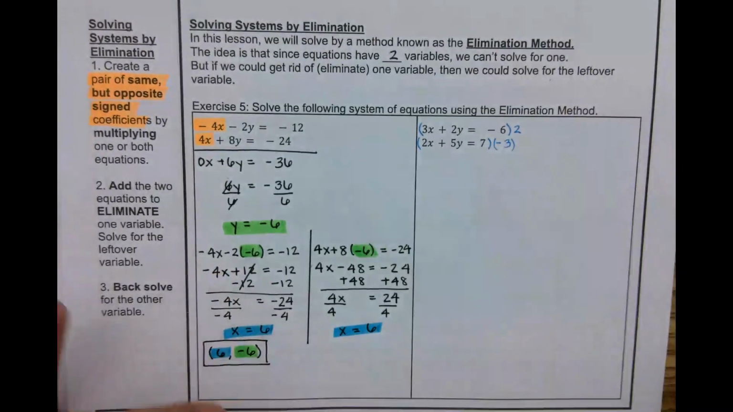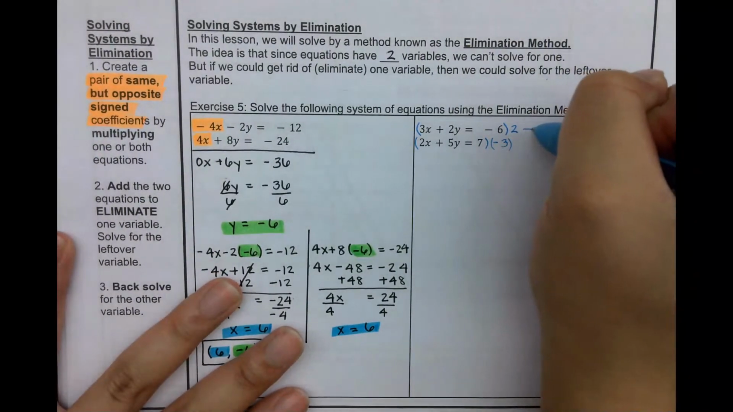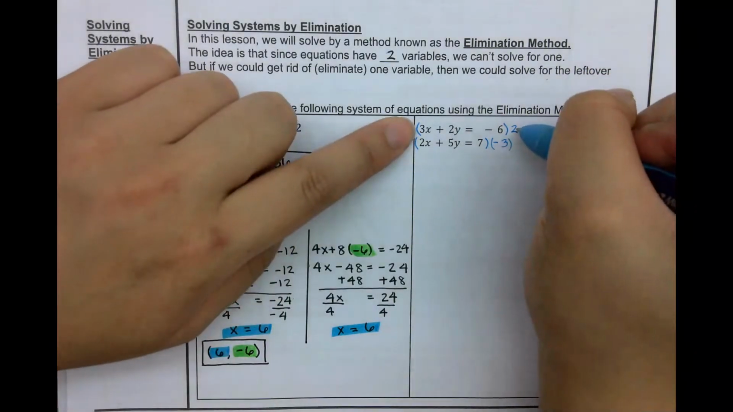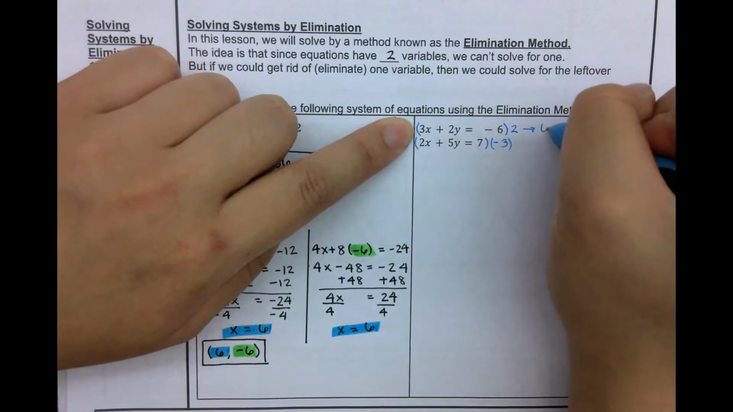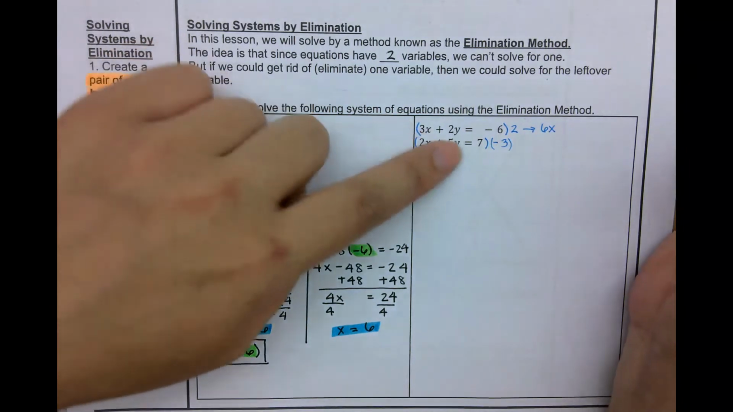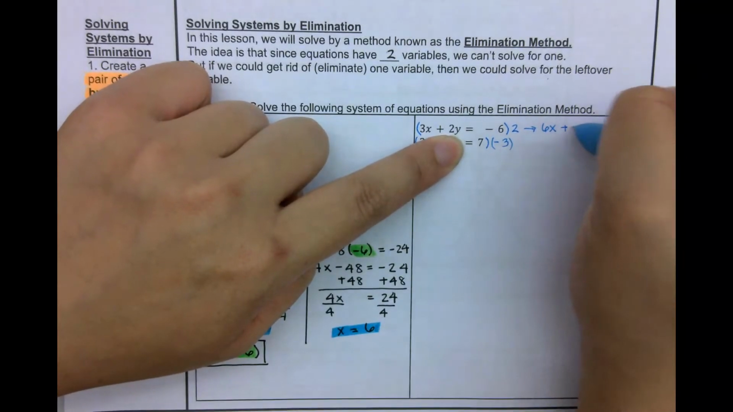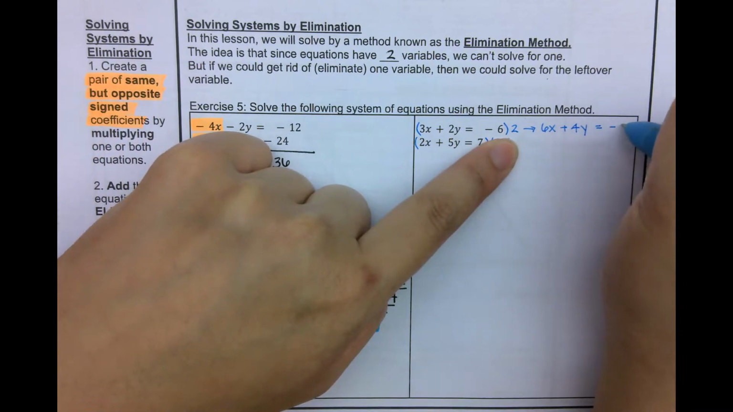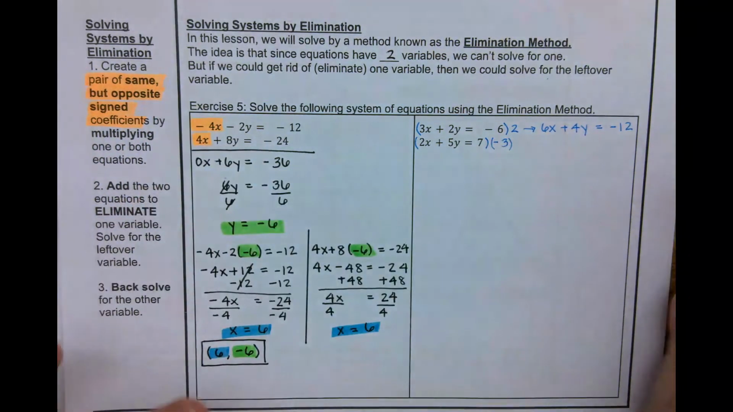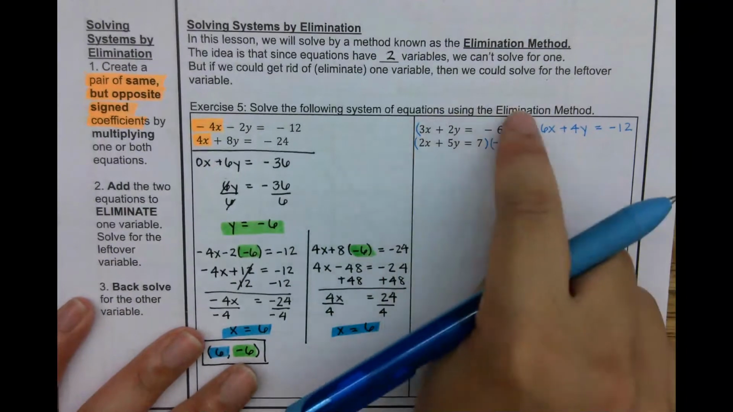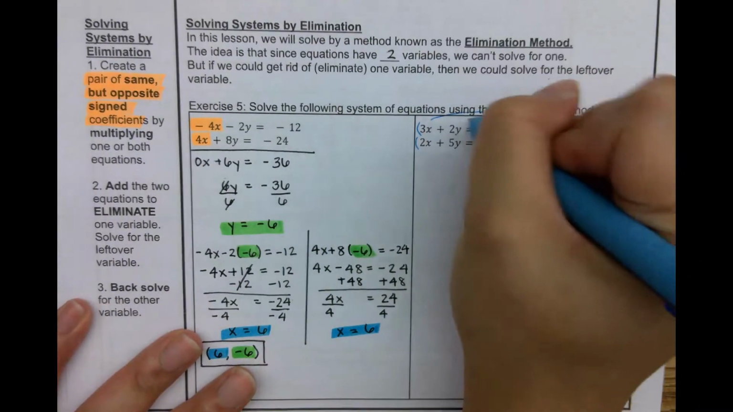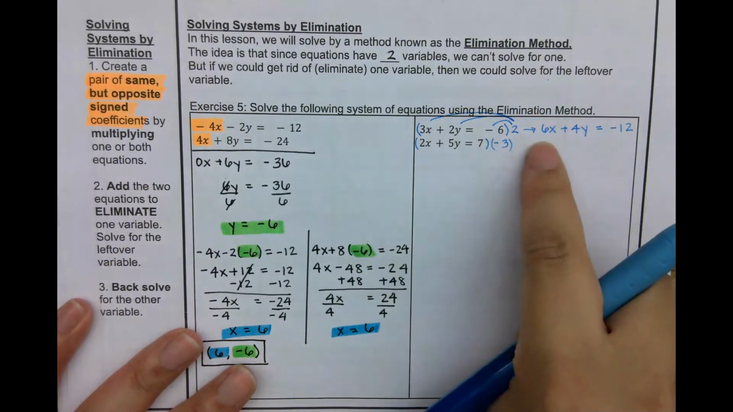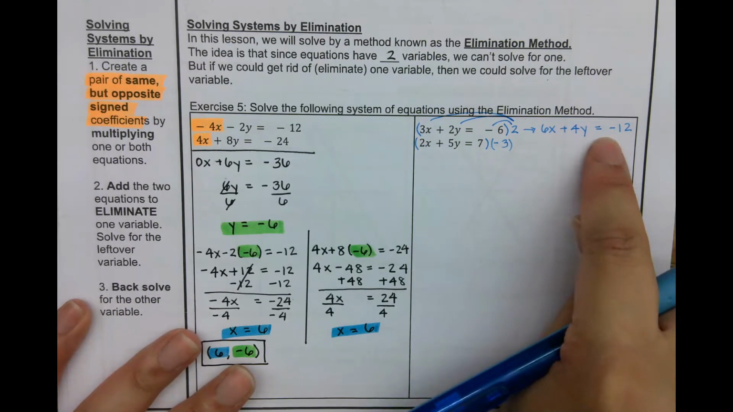Okay. I'm going to distribute it. Okay. So 2 times 3 here is 6, so 6x. 2 times 2 here is 4, so 4y. Okay, negative 6 times 2 is negative 12. So all I did is I took this 2 and I distributed it to everything here. Okay, so I got 6x plus 4y equals negative 12.